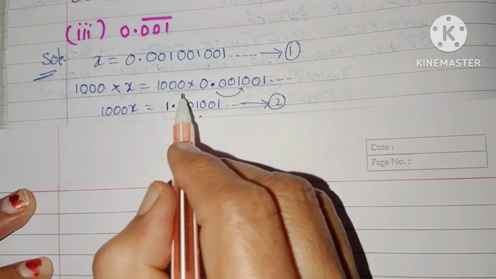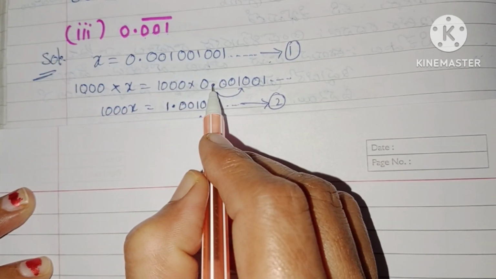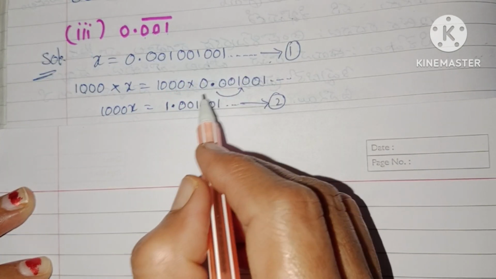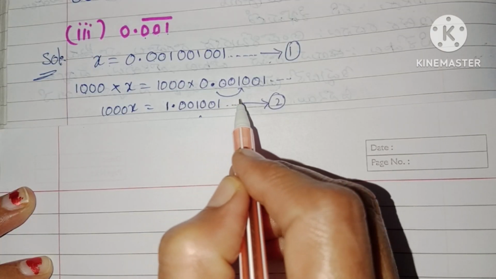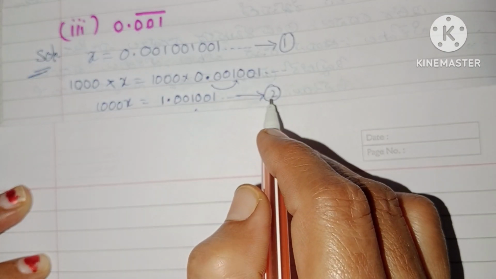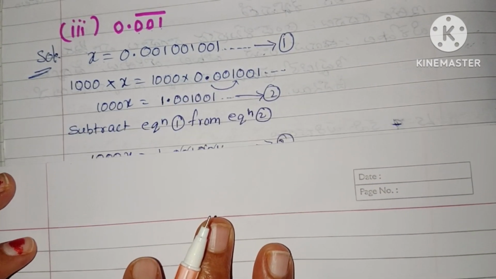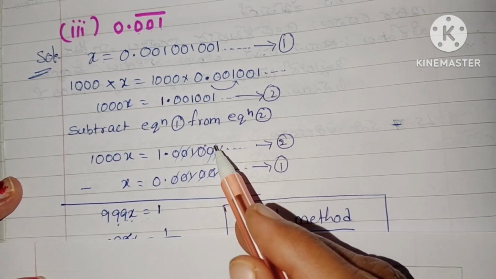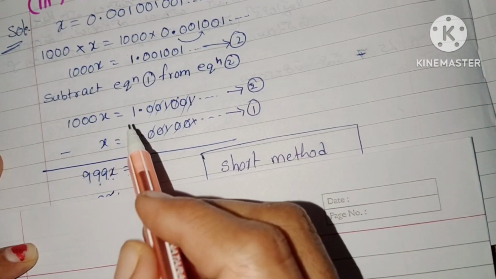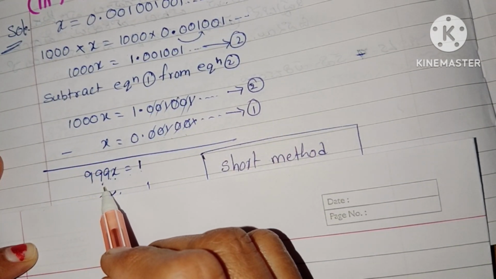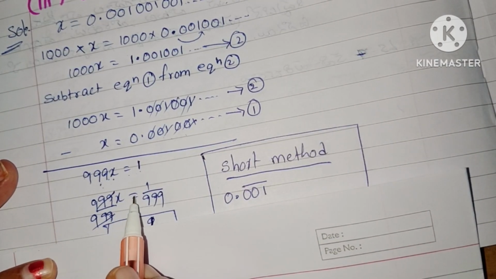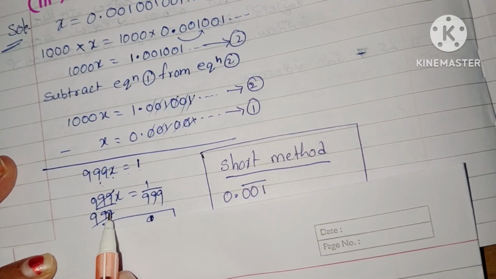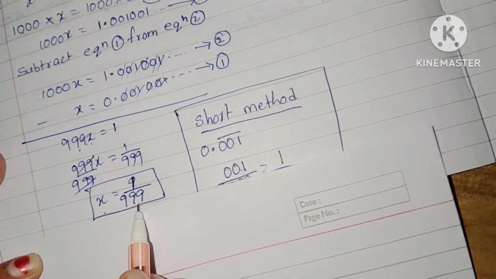1000 times x is 1000x equal to, so if we multiply this decimal number by 1000, the decimal point shifts 3 places, after the 3 digits in 0.001001. So that means 1.001001001 and so on. Now this is equation 2. So subtract equation 1 from equation 2. So equation 1 is this, equation 2 is this. So equation 2 minus equation 1. In the subtraction, all the digits will be cancelled and 1 minus 0 is 1. 1000x minus 1x is 999x. So 999x equal to 1. Divide both sides by 999. So 999 will be cancelled. Then x equal to 1 by 999.